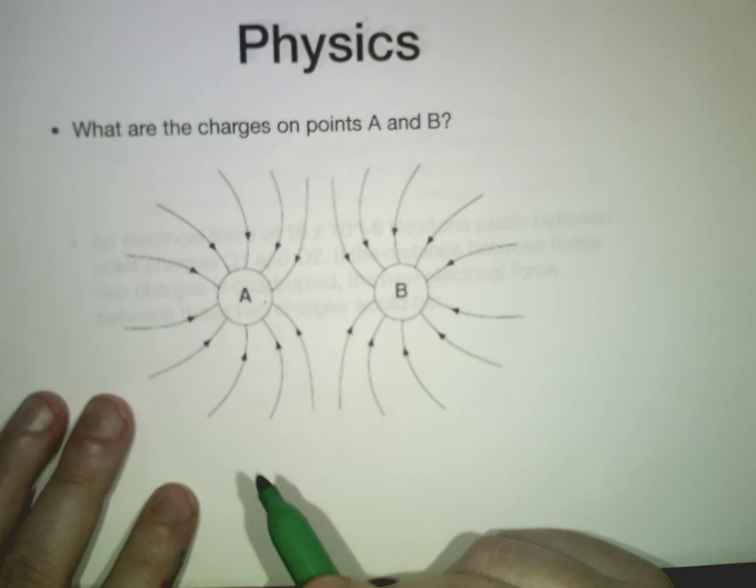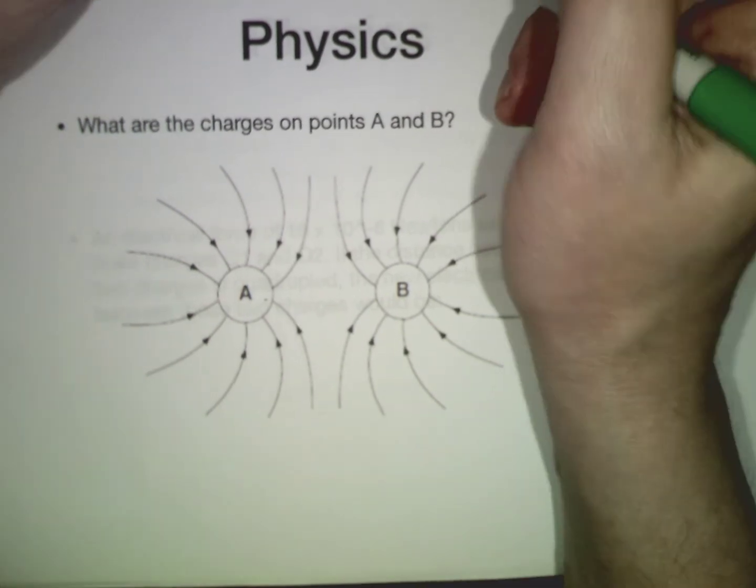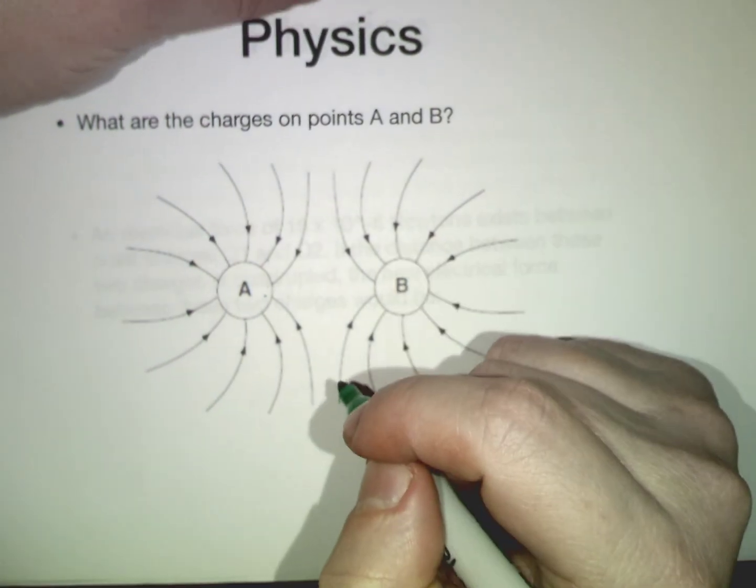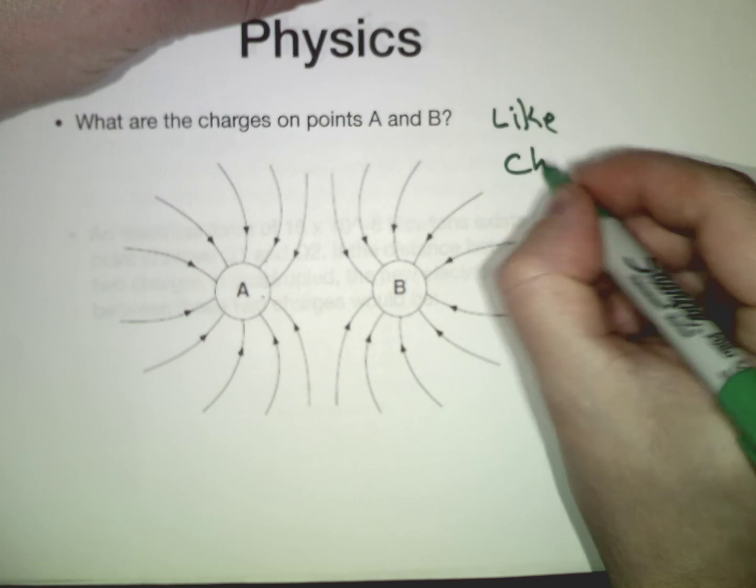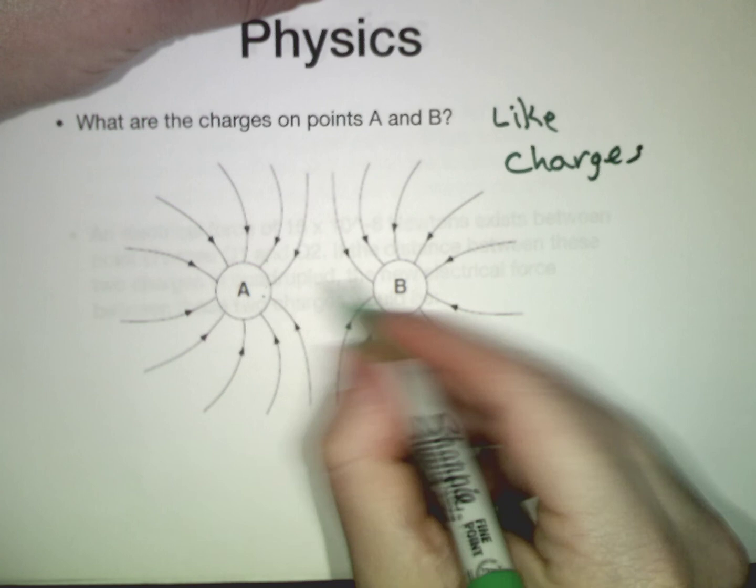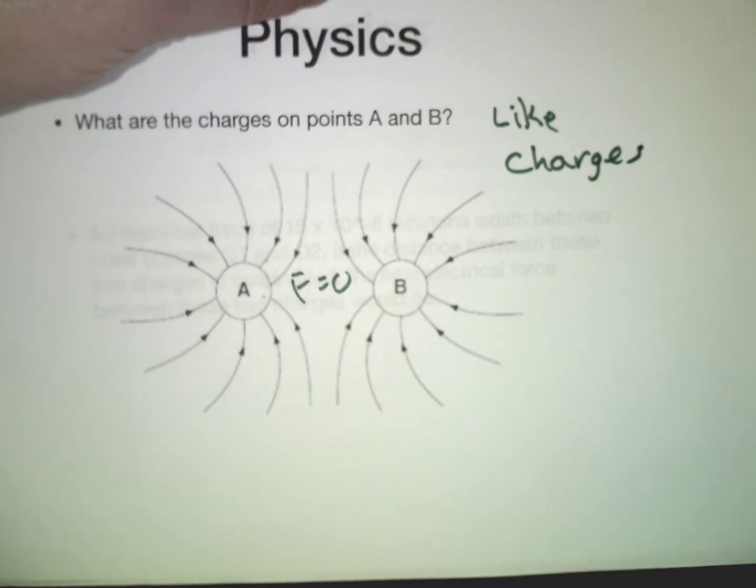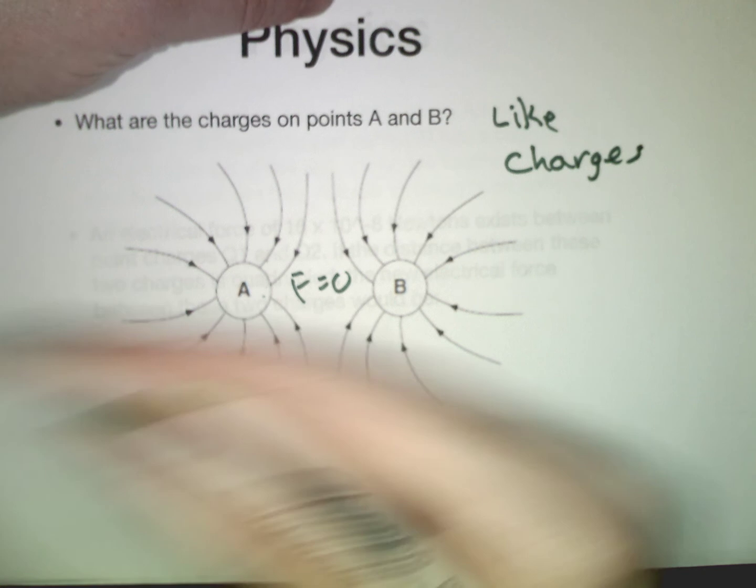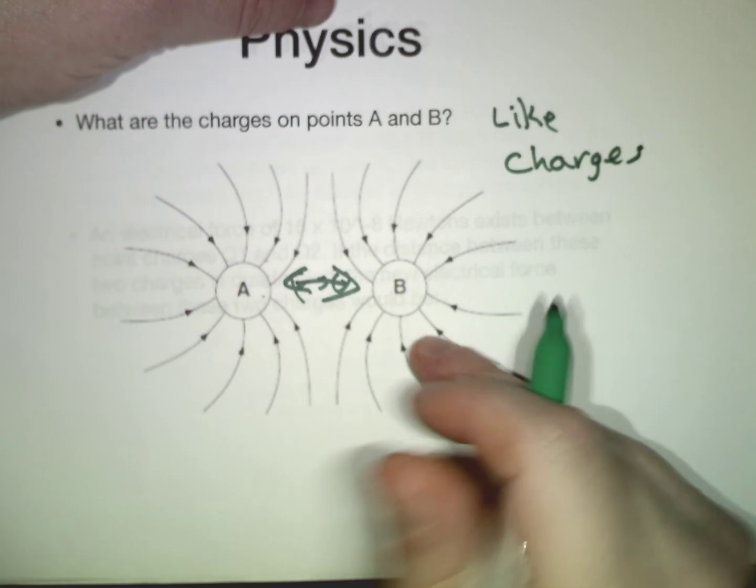So that brings us to this one. Now I look at this one, I say, well, what are the charges in points A and B? I think this was one of our do nows, or exit tickets. Well, first of all, they're repelling each other. So they have to be like charges. There is no doubt in my mind these are like charges because there's no attraction between them. This is empty space. The force between the 2 of them is 0. They're pushing each other away. They're going, get away from me, get away from me. Now, okay, so I know they're both the same. So whatever A is, B is, or whatever B is, A is.